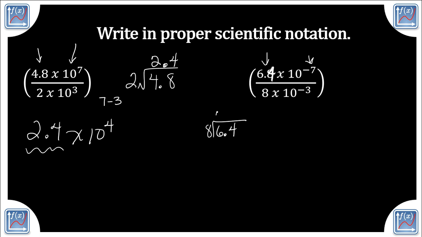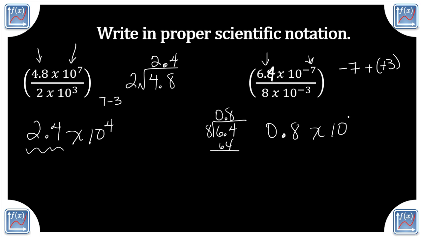8 can't go into 6. 8 goes into 64, 8. So our coefficient is 0.8 times 10. Now let's take the time to write out -7 minus -3. When we subtract, I like to say keep, change, change, and we get -4.